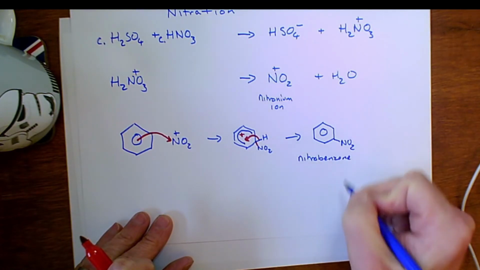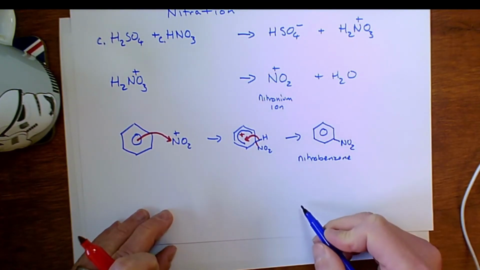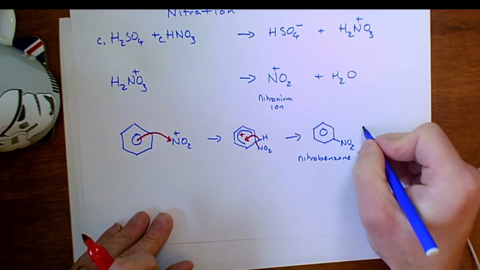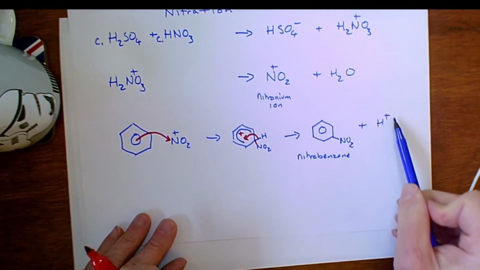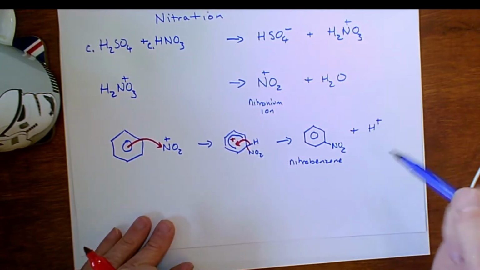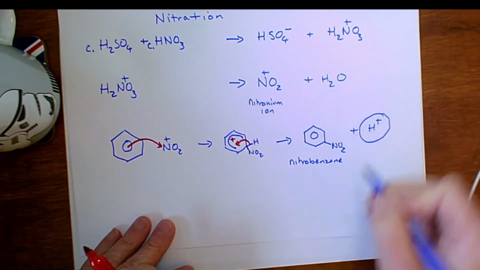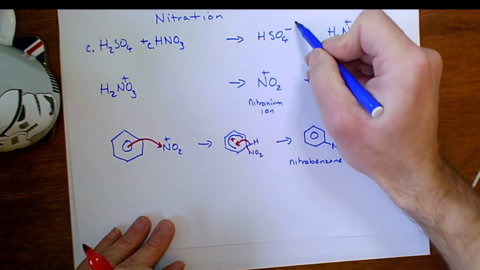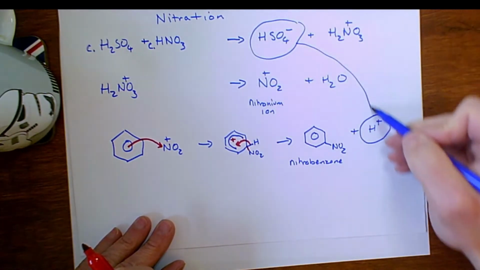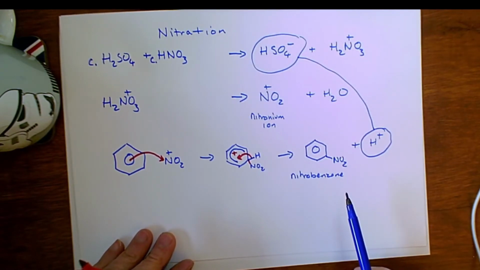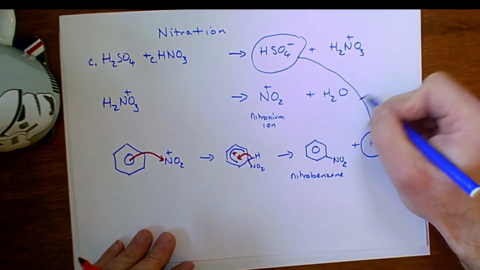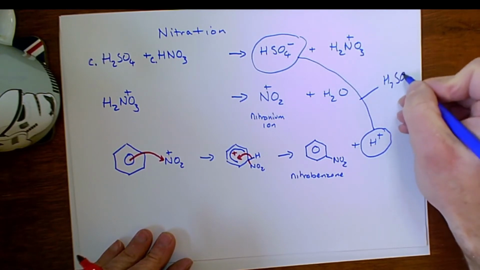Benzene is the important bit in this case, so it's nitrobenzene. What else have I formed? Well, I've formed this H+, so I've formed my hydrogen ion. And oh look, I actually remembered my hydrogen ion here can reform with my hydrogen sulfate ion that I've got over there to reform my sulfuric acid, my H2SO4.